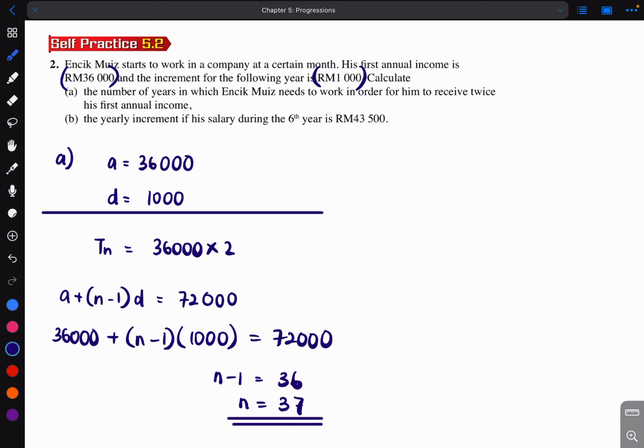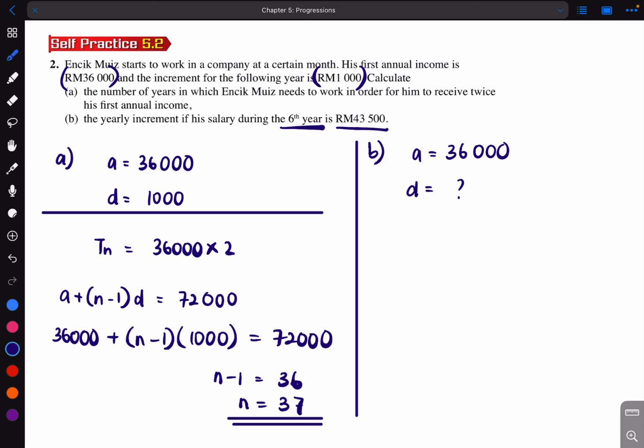Okay. Let's look at B. The yearly increment, if his salary during the 6th year is 43,500. Okay, so here his first income is still the same, but we don't know the yearly increment. We don't know the D. But we know on the 6th year, his income is 43,500.